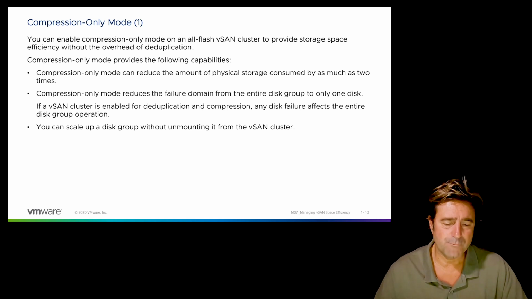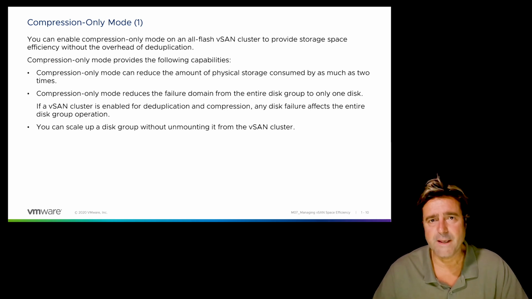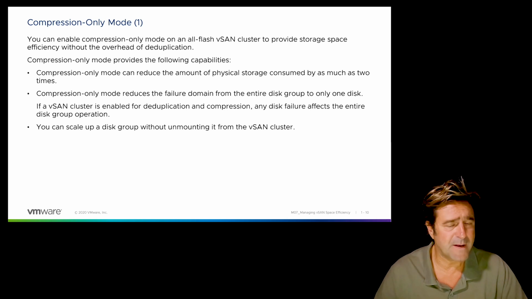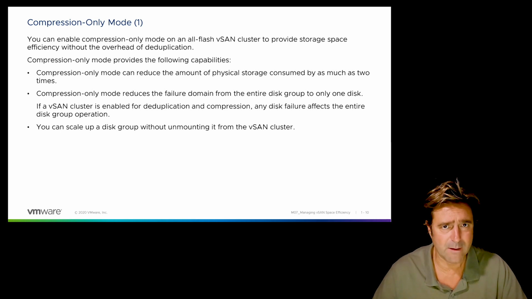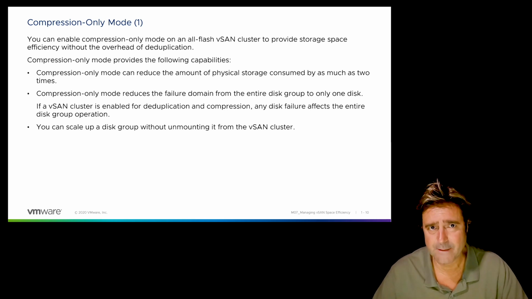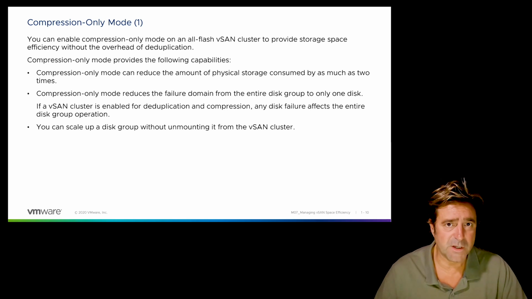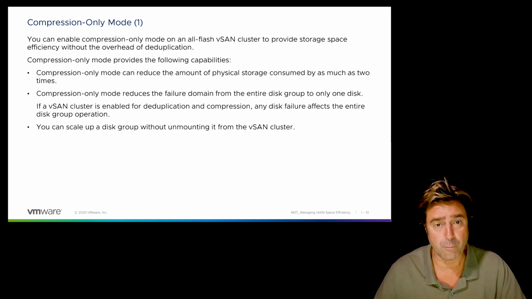The advantage of compression only is that, once again, if I lose a capacity disk, I don't have to take apart the entire disk group. I can very easily replace the disk, meaning remove it from the disk group and add it back. Now, having said that, the disadvantage is I will not save potentially as much space if you enable compression only compared to deduplication and compression.